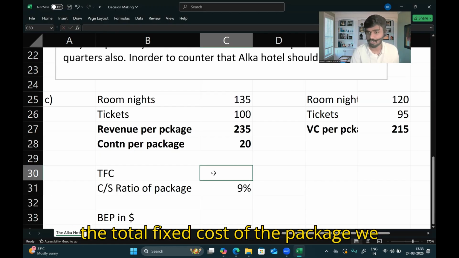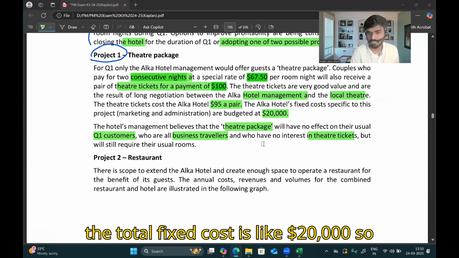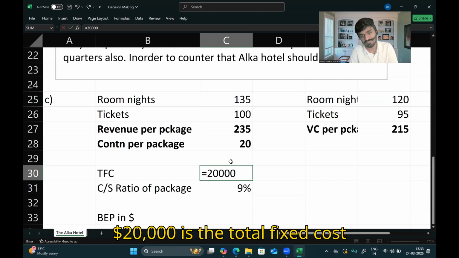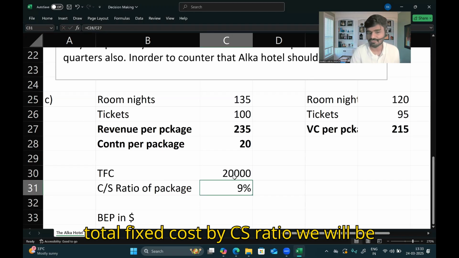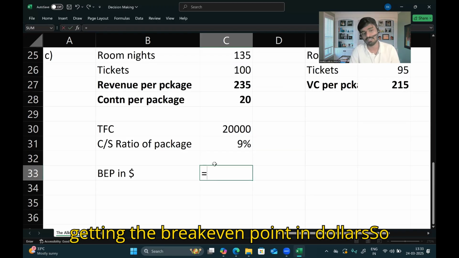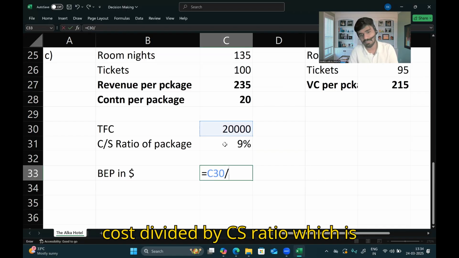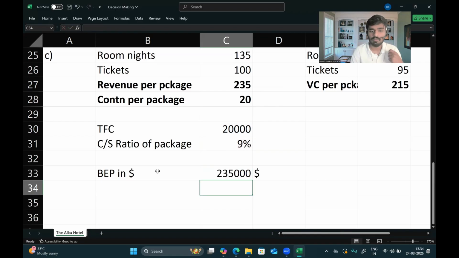So if we get the total fixed cost of the package, we will be getting the break-even point in dollars. They have already mentioned the total fixed cost is $20,000. The CS ratio is 9%. If we divide total fixed cost by CS ratio, we'll be getting the break-even point in dollars. So the break-even point in sales revenue is total fixed cost divided by CS ratio, which is $235,000.